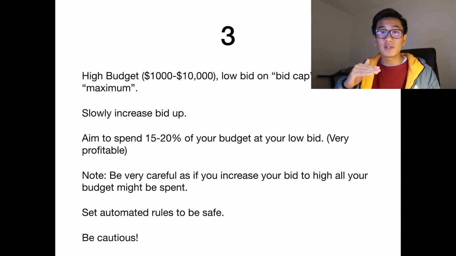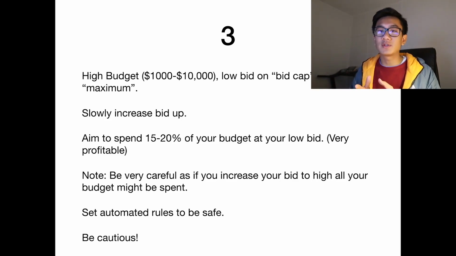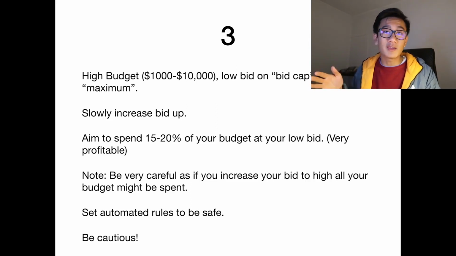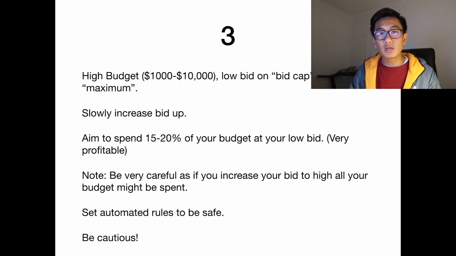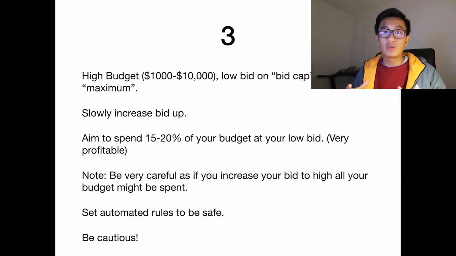If you increase it too much, Facebook is just going to blow your whole budget in one day. You're aiming to spend roughly 15 to 20% of your budget at that low bid. If you're able to get cost per conversions at say $17 and you break even at 30, that's pretty good if you're spending 15 to 20% of a $10,000 budget. That's sort of how it works. You crank up the budget, you expect to only spend a small amount, and the reason why you get good traffic is because Facebook sees that you're willing to spend so much daily budget.